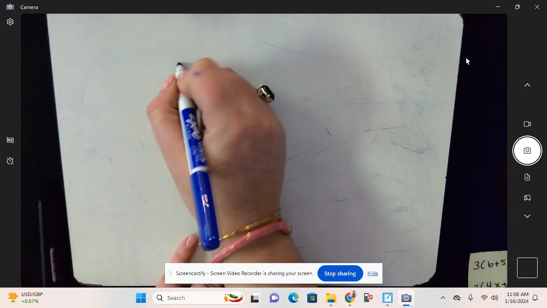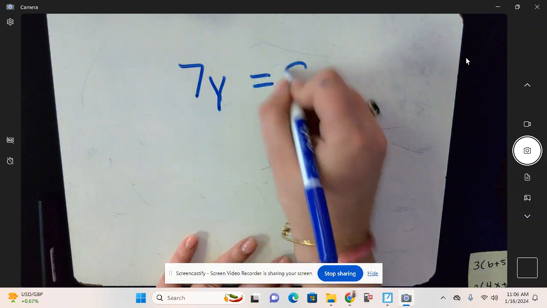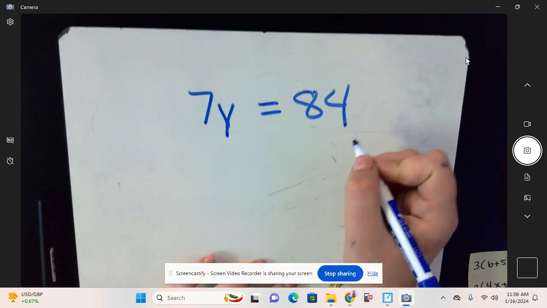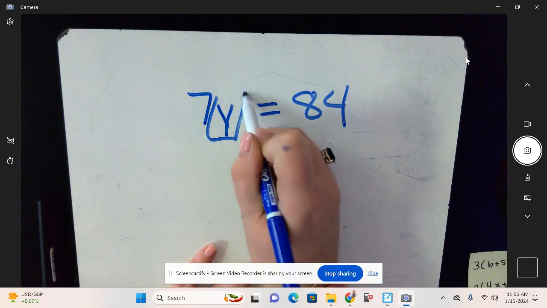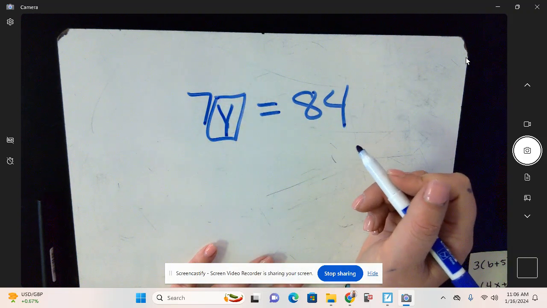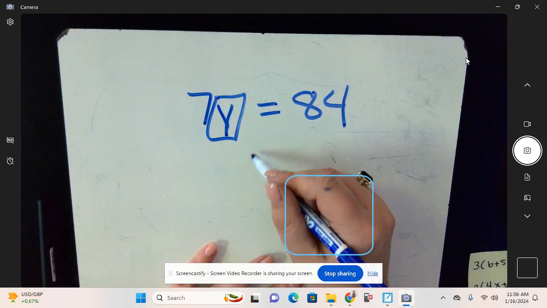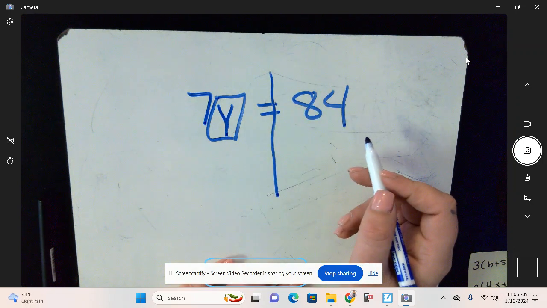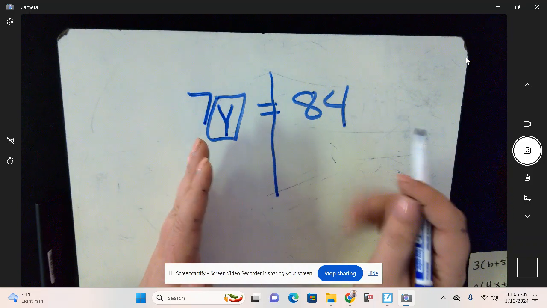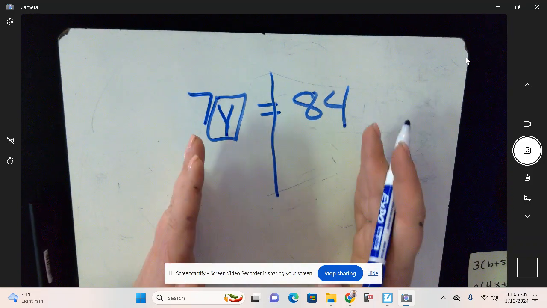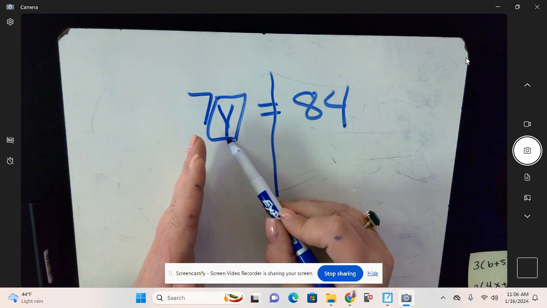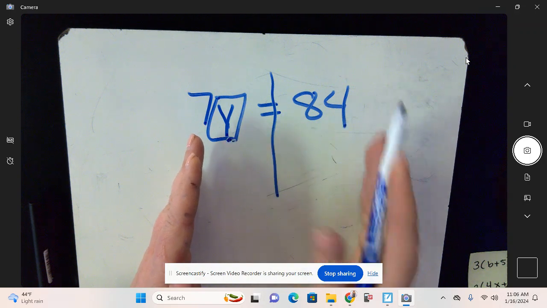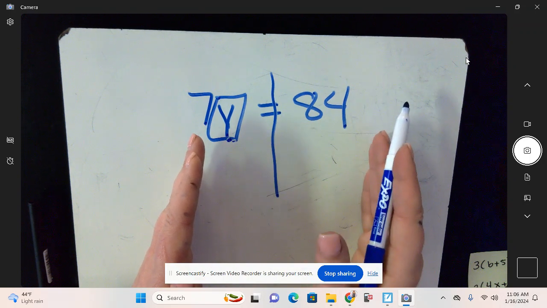Looking at number 6, I have 7y equals 84. And it wants me to solve for y. So when we solve for a variable, we have to do the opposite operation. So what I want to do is I want to balance this. I want this side of the equal sign to equal this side. And I need it to balance. Well, we need to figure out what does y have to equal to give me 84.